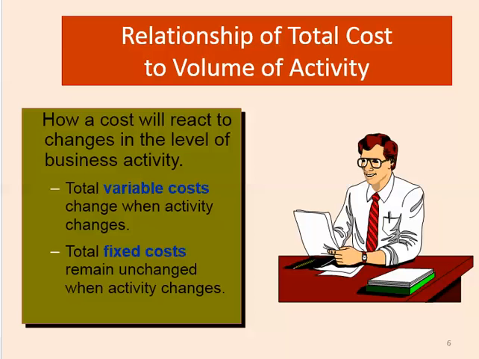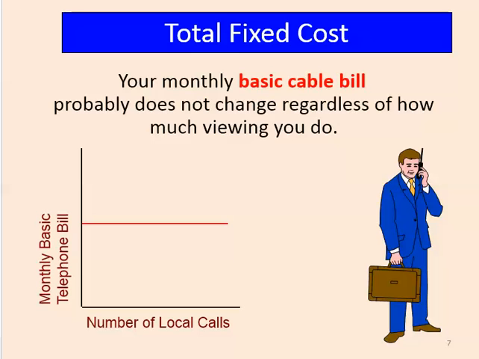Okay, so let's start talking about variable versus fixed costs. So variable costs change when activity level changes, and total fixed costs remain unchanged when activity changes. So here's some examples. I have the total fixed cost. If you think of your basic cable bill, typically, let's say it's $100 a month. It doesn't matter how much you watch TV that month, you're still going to pay $100. You could be on vacation and not even turn on the TV in your house, and you're still going to pay $100. Oops, sorry, I didn't update my slide there.